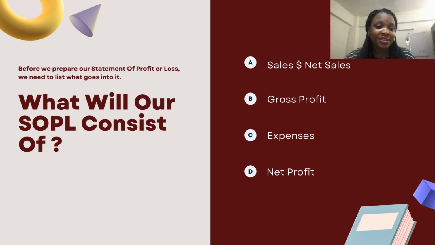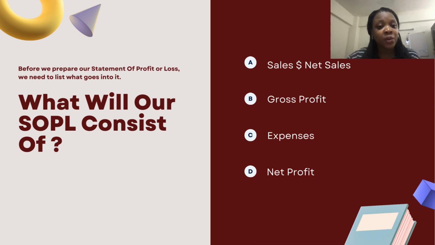Since we've just completed all our adjustments, we can now proceed to preparing our statements. We'll first begin with the SOPL, followed by the SOFP. Now, what does the SOPL consist of? Keeping in mind, we also have questions or adjustments we'll have to include in the SOPL.